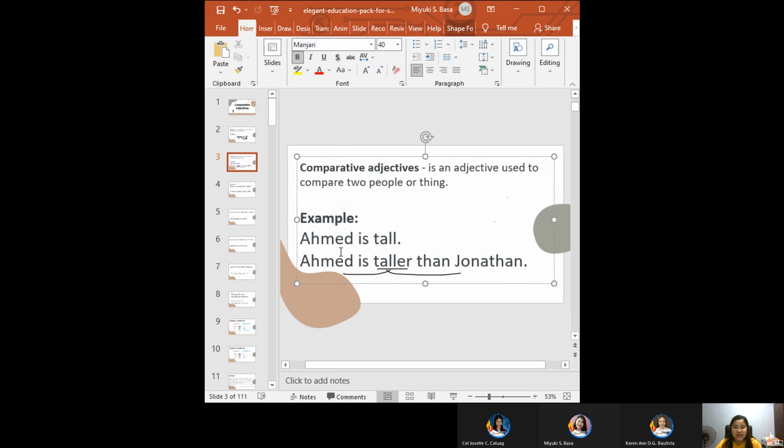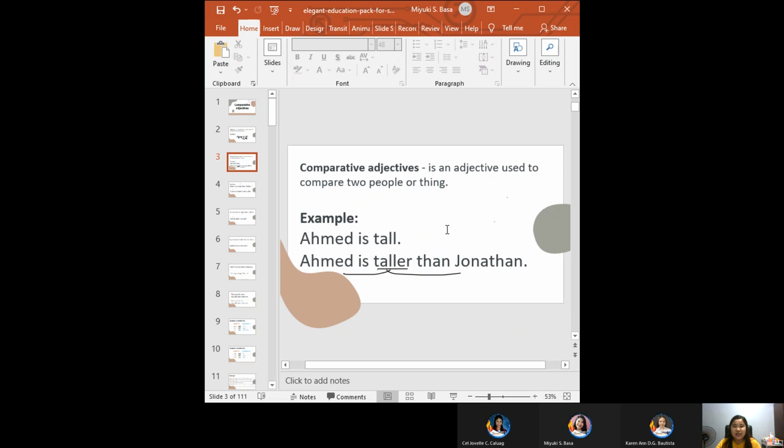Now, my question is, what changes or differences you have noticed here in the first sentence compared to this second sentence? Anyone who would like to answer? I think, ma'am, in the second sentence, there are two people or noun, while in the first, it has only one. Okay, thank you, Miss Bautista. That's a very good observation.